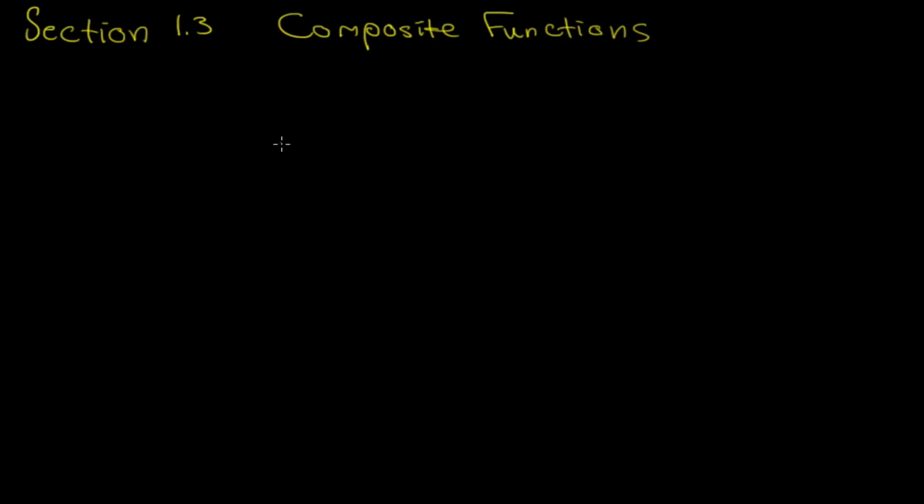Alright, section 1.3 of Stewart's Calculus, 7th edition, Early Transcendentals, and today we're talking about composite functions, yay! In the last video I talked about multiple operations you can do with functions, and I introduced notation like this, f plus g of x. And that was basically f of x plus g of x.